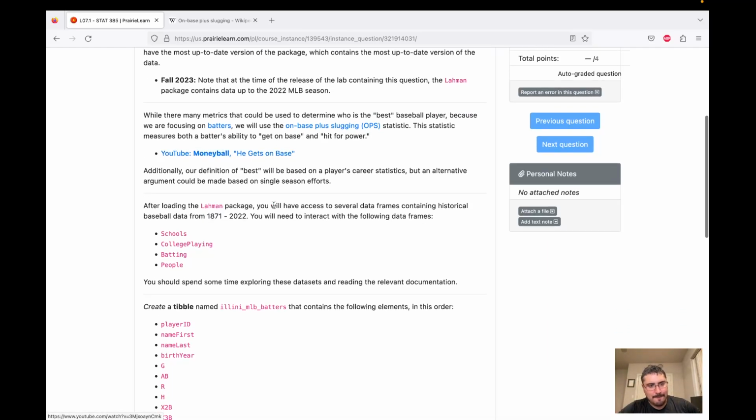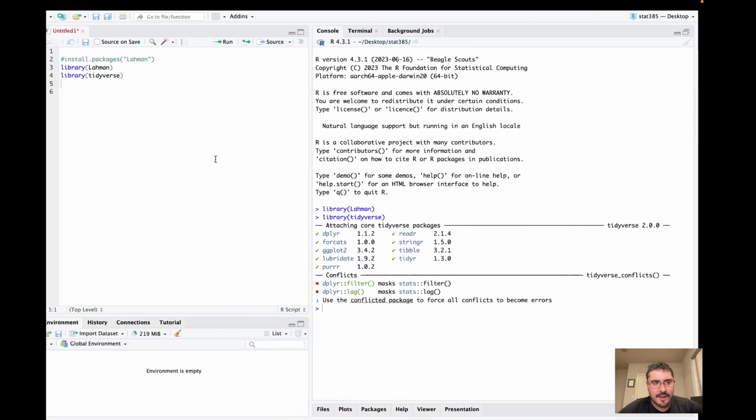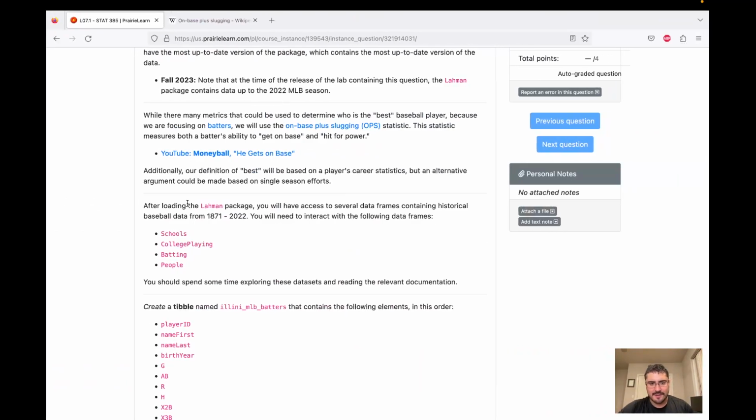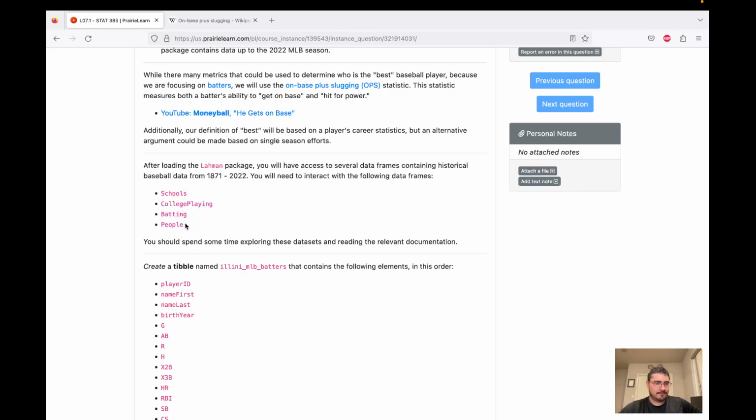Okay, so we need to load in the Lahman package, which I have already done. And we're going to need the tidyverse. We're going to need the following data frames, all from Lahman. So we need people who played in college, people who are batters in the MLB. This is information on particular people, and this is schools and coding. So we're going to have to work with four data sets, and our end product is going to use information from all four of these. So this is a very good exercise in data wrangling.